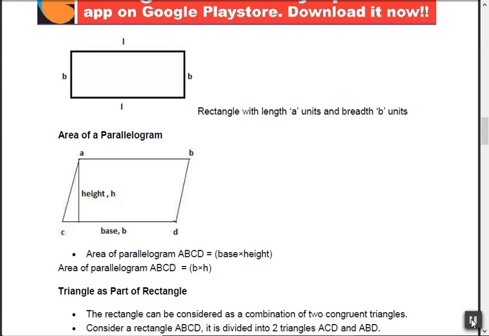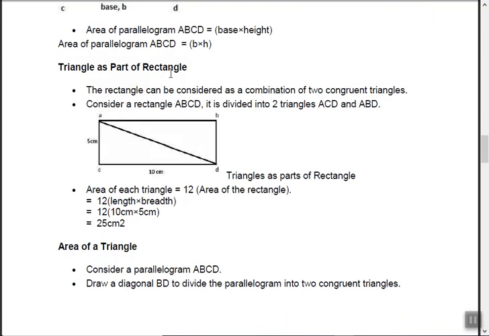So next, triangle is a part of rectangle. Remember, every rectangle will have two equal triangles. In fact, it can have many equal triangles, but the simplest way is two equal triangles. Suppose, see here, these two triangles would be equal. So what will be the area? Area of each triangle will be 1 upon 2 into area of rectangle. So 1 upon 2 into L into B. So if it is 10 and 5, so 1 upon 2 into 10 into 5, so 25.